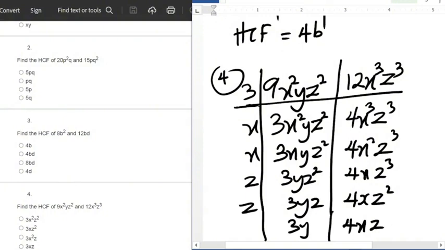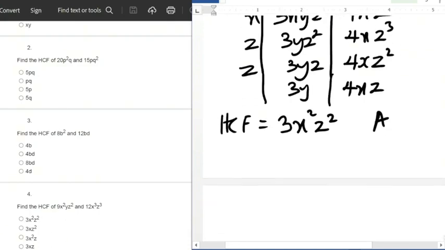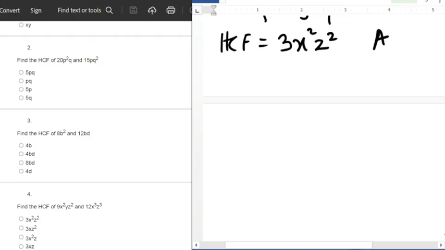So the ACF here will then be 3 times x, that will be x squared, z times z squared. So the answer is 3x squared z squared. That is option A. I hope that is very clear. So we'll move to question number 5 now. Question number 5.